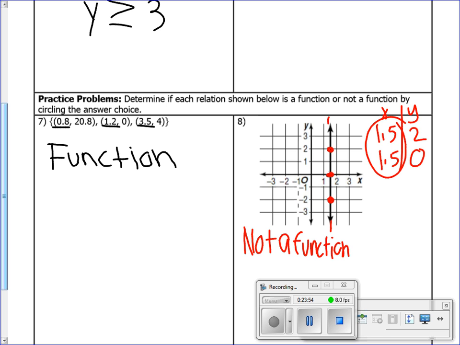That wraps up functions about domain and range. Please take the time to do the practice so you have adequate practice on all of it.